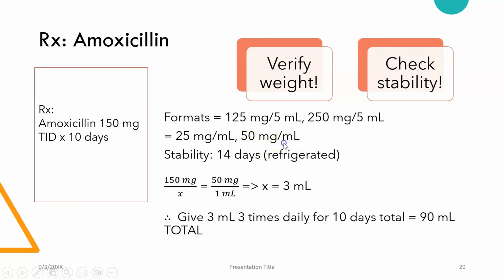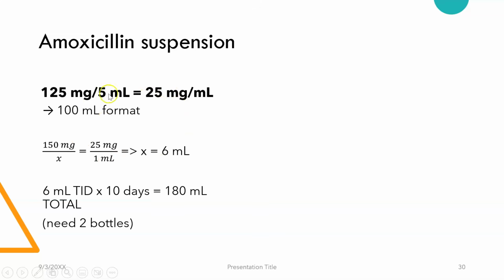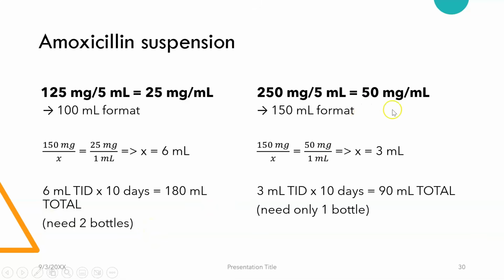So I'm going to show you guys why I decided to pick this format here, the 50 milligram per mil, because if we were to go with the 25 milligram per mil format and we do the appropriate calculations, we find out that the total amount in milliliters that we're going to need to give the patient is actually 180 milliliters. So this means that we'd have to give 2 bottles, whereas when we use this format here, we only need to serve 1 bottle. So it's just more convenient this way.